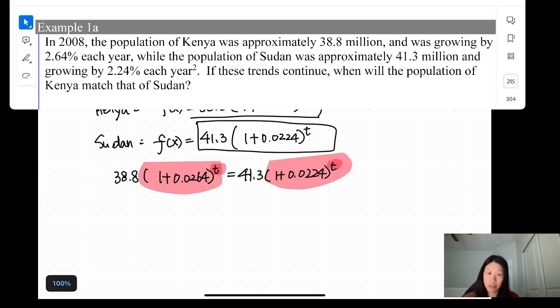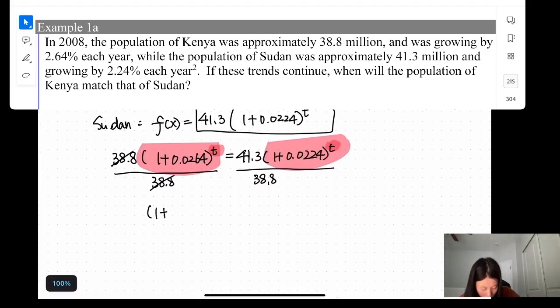How do we get rid of them? Since the parentheses and the number have a multiplication relationship, I can divide by either one. You can move them to the left side or the right side. They're the same. So let's divide by 13.8 on one side. Now I have 1 plus 0.02684 to the t equals 41.3 over 13.8 times 1 plus whatever is in the parentheses.